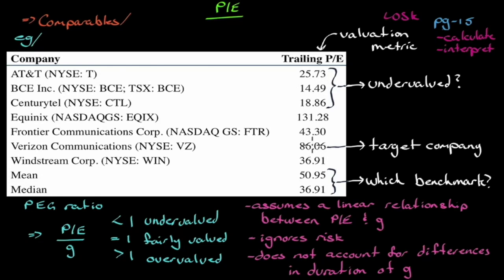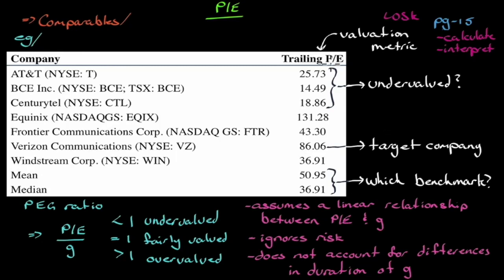If I take a naive look at the PE, first of all, I'd never do that on a trailing PE, by the way, because I'm shorting the future, not the past, and I'm buying the future, not the past, so I'd never do it on a trailing PE. But given what I have, someone might come to the conclusion that, well, you know, these 3 appear to be significantly undervalued. Verizon, the target company that we're interested in, appears to be significantly overvalued.